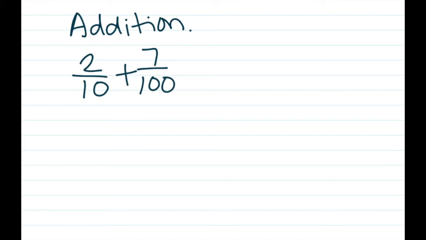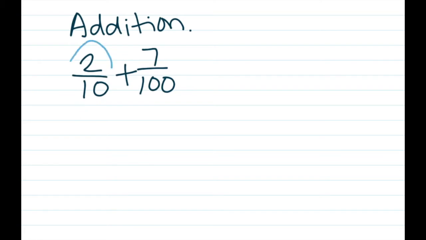Remember, we're doing different denominators. And for this example, we're using 2 tenths plus 7 hundredths. To begin with this one, we need to have the same denominators, which we do not have. We have 10 and then another 100. So we need to make them both either 10 or 100. In this case, we're going to make them both 100.